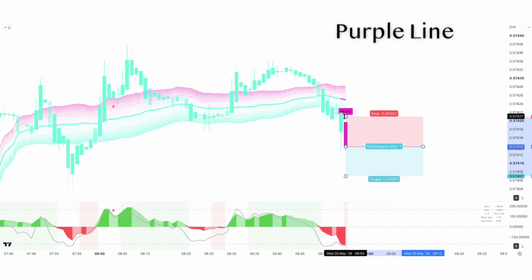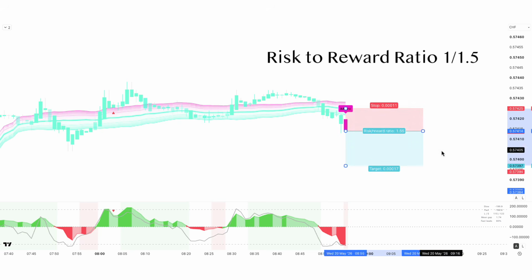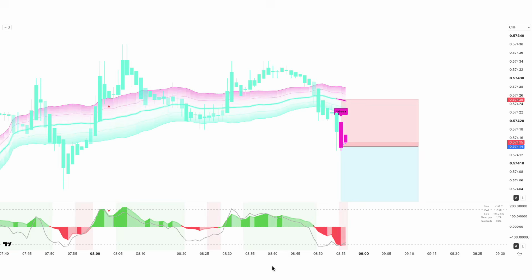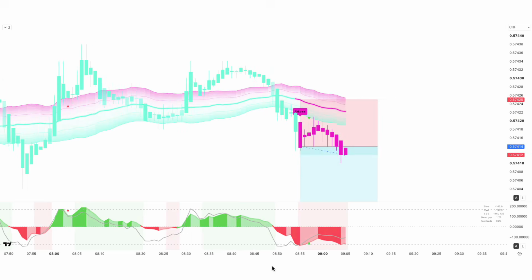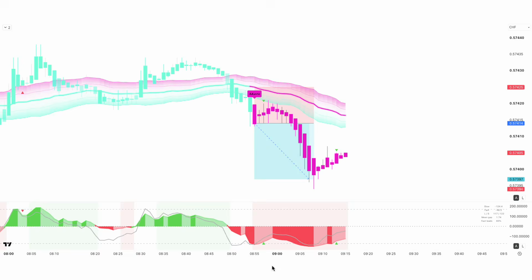Our stop loss is to be placed at the purple line, and the risk-to-reward ratio will be 1:1.5. Let's see what happens to our trade. We have won the trade. Let's find the next trade.